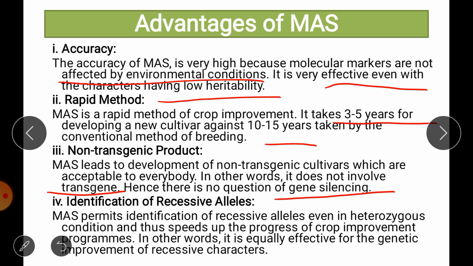Identification of recessive alleles is also possible even in a heterozygous condition by using marker assisted selection, and therefore it is going to speed up the progress of crop improvement program. So it is equally effective for genetic improvement of plants or characters which are governed by recessive genes.